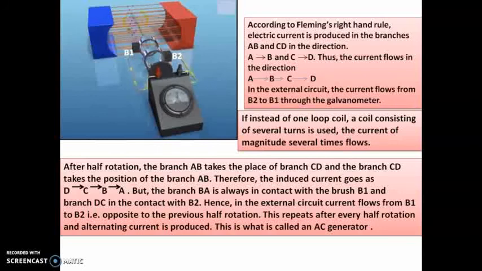So this repeats after every half rotation and alternating current or AC current is produced, and this is called an AC generator. Okay, so as after every half rotation the current changes its direction, we call it an AC generator. But in normal practice we never notice that. We feel that the flow of the current is continuous because there is no breakage or anything like that. The current moves smoothly in a direction. Okay, so this is an AC generator, alternating current generator.